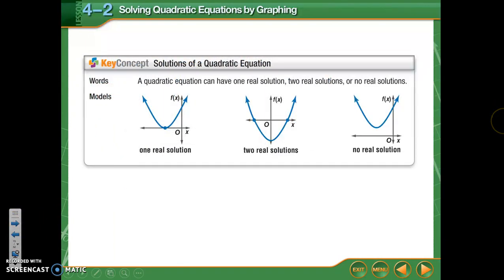All right, when I graph a parabola, there are three things that can happen. There are only three basically kinds of solutions that it can have.